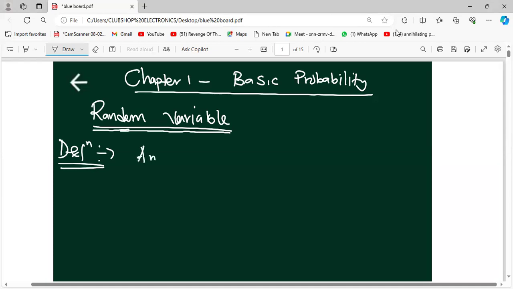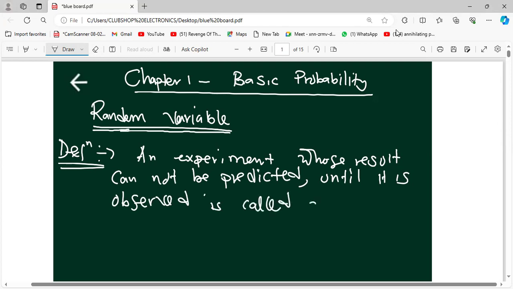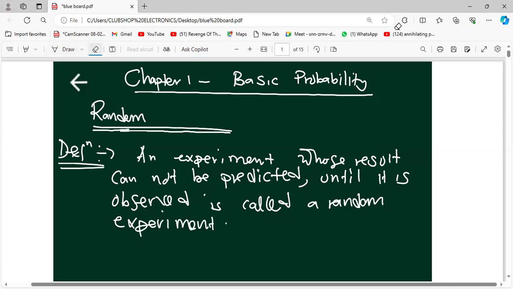So we are saying an experiment whose result cannot be predicted until it is observed is called a random variable, or maybe random experiment rather. Random experiment. So that is random.